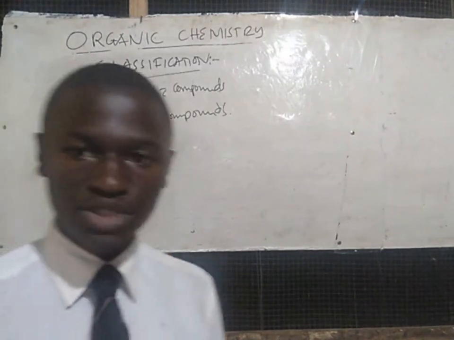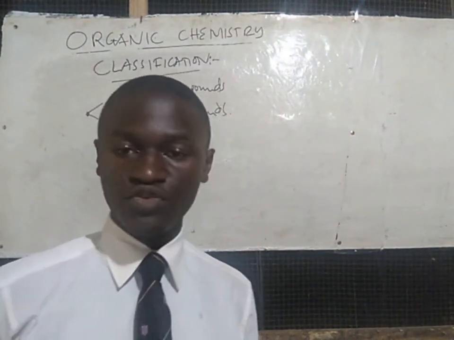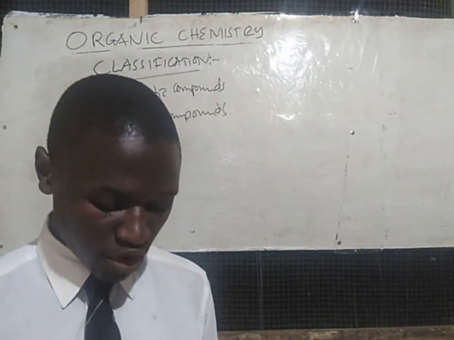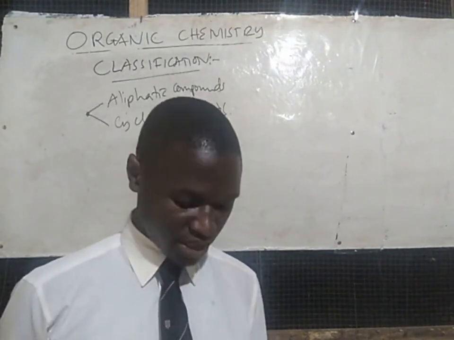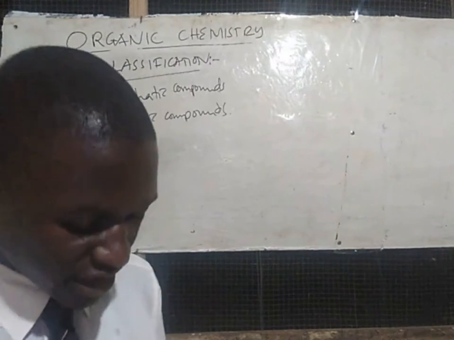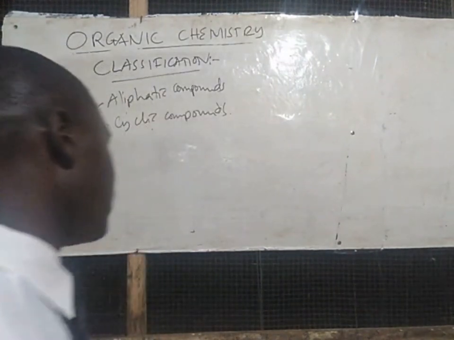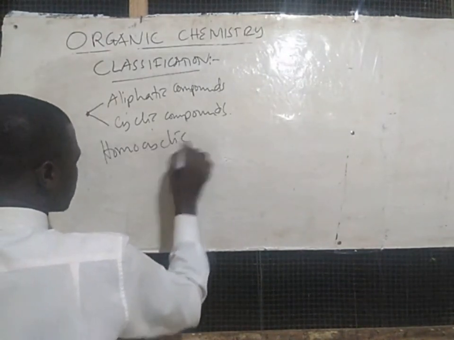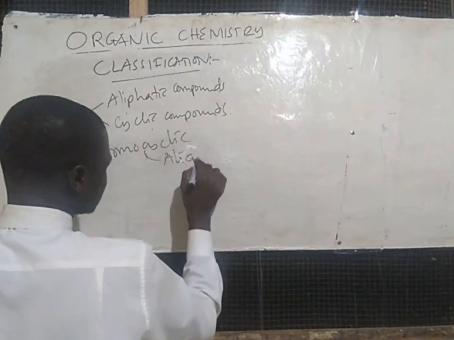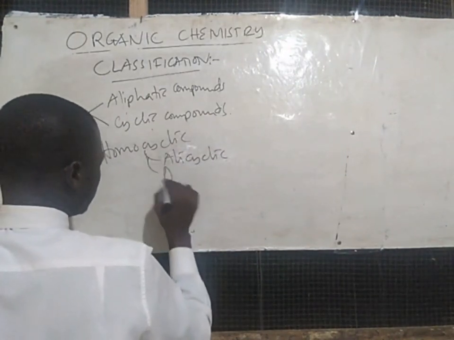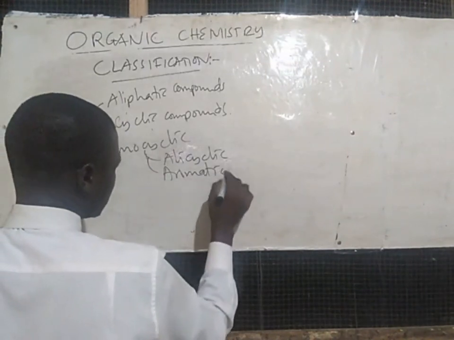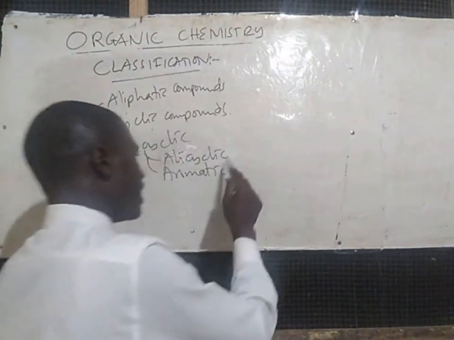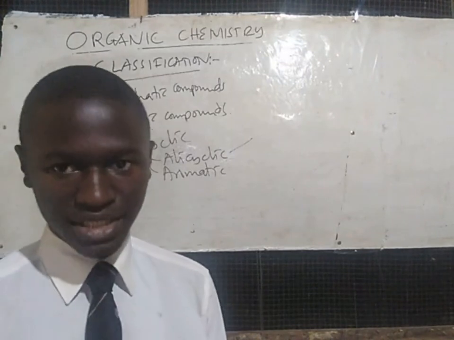Homocyclic compounds are compounds in which the ring consists of only carbon. They are also known as carbocyclic compounds. Homocyclic compounds are further divided into alicyclic and aromatic. In alicyclic compounds, we don't have the benzene ring.